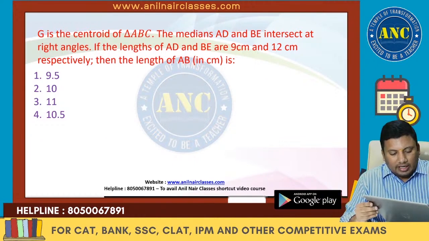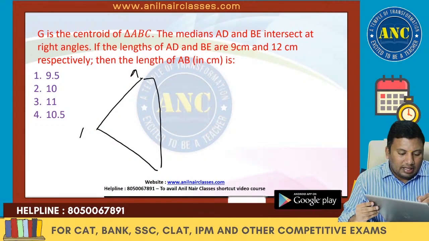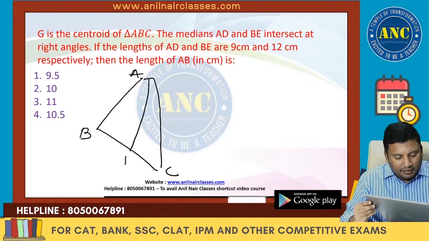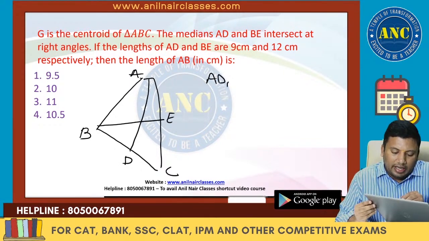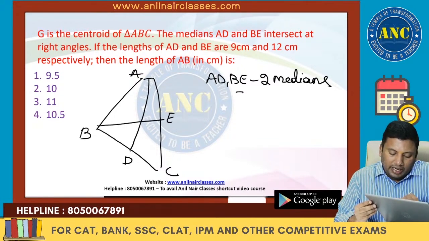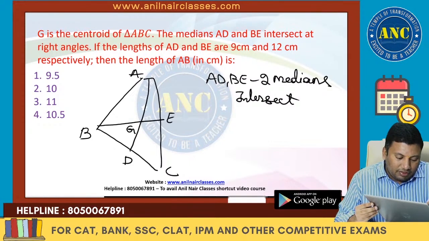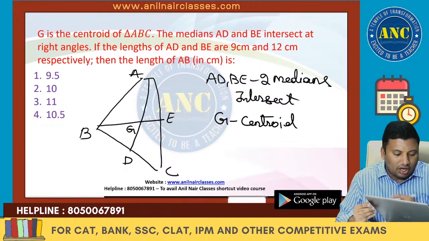Now see here, in this problem there is a slight mistake which I made. This is triangle ABC, this is A, this is B, and this is C. AD is a median and BE is also a median. If two medians intersect, then this point G is called the centroid.